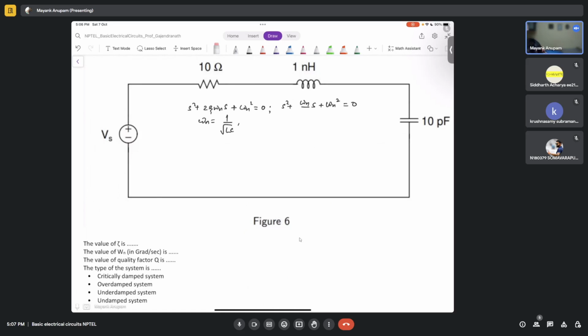Is it omega n upon 2Q or is it omega n upon Q? What should it be? Omega n upon Q or omega n upon 2Q? Do you remember? Actually, I also forgot. Can someone please look up and tell me whether it is omega n upon Q or omega n upon 2Q?